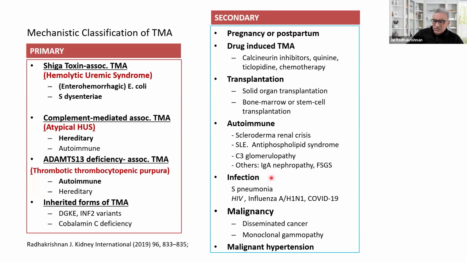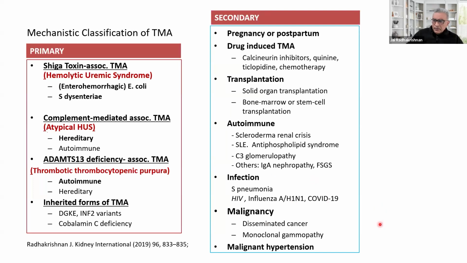And then there are infections like pneumococcal pneumonia, HIV, and of course, you've seen this in the COVID pandemic, as well as some strains of influenza that are particularly predisposed to causing TMA. And then we can see this with malignancy, disseminated cancer. And now it's being recognized that monoclonal gammopathy can be associated with TMA. And in fact, giving clone-directed therapy can quieten down the TMA alongside other treatment options.